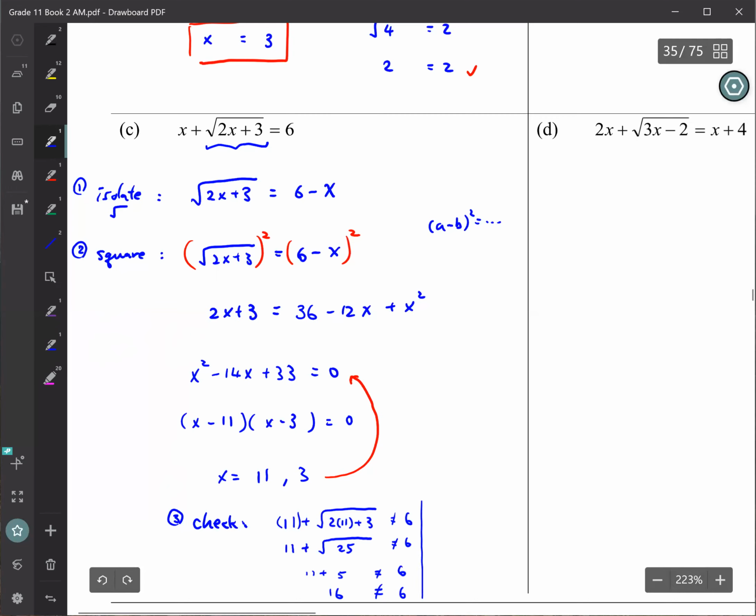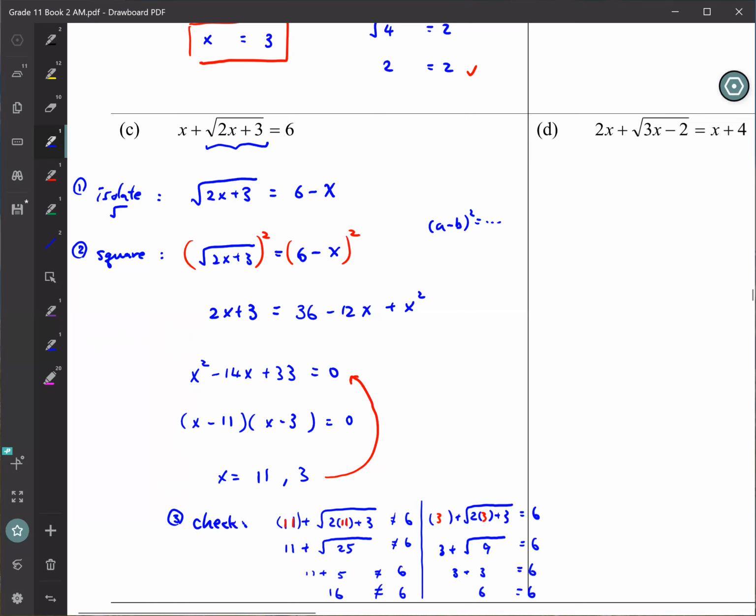Let's check 3. So 2 times 3 plus 3 equals 6. So we plug in the 3. So same with this one. Okay, so it'll be 3 plus root. Okay, what's inside, Colin? 9. Okay, so root 9 is 3, right? So we can see 3 plus 3, it does equal 6.